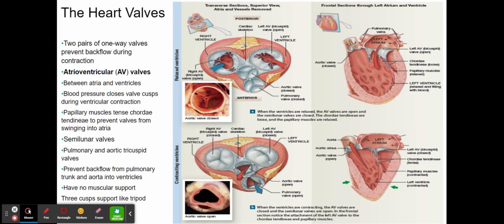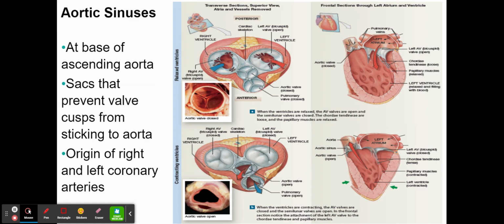Unlike the AV valves, the semilunar valves do not need muscular braces, because the arterial walls do not contract and the relative positions of the cusps are stable. When the semilunar valve closes, the three symmetrical cusps support one another like the legs of a tripod. Adjacent to each cusp of the aortic valve are sac-like expansions at the base of the ascending aorta. These sacs, called aortic sinuses, prevent the individual cusps from sticking to the wall of the aorta when the valve opens. The right and left coronary arteries, which deliver blood to the myocardium, originate at the right and left aortic sinuses. The posterior aortic sinus does not give rise to any blood vessel.